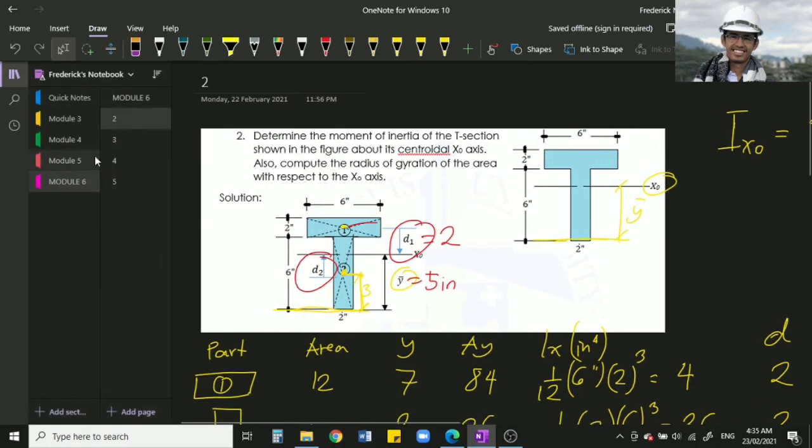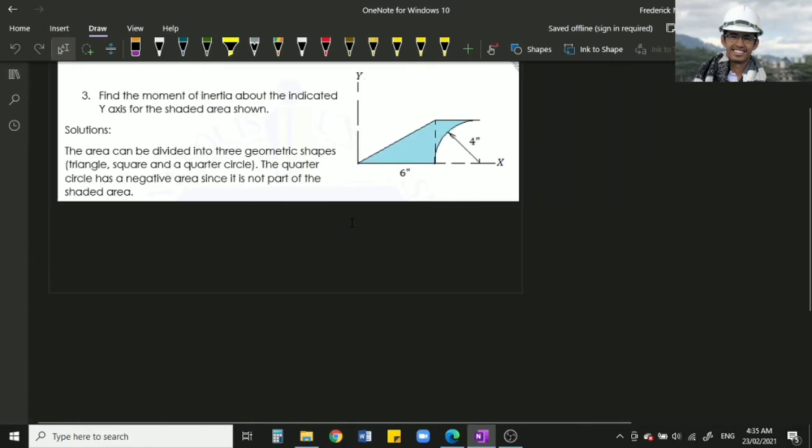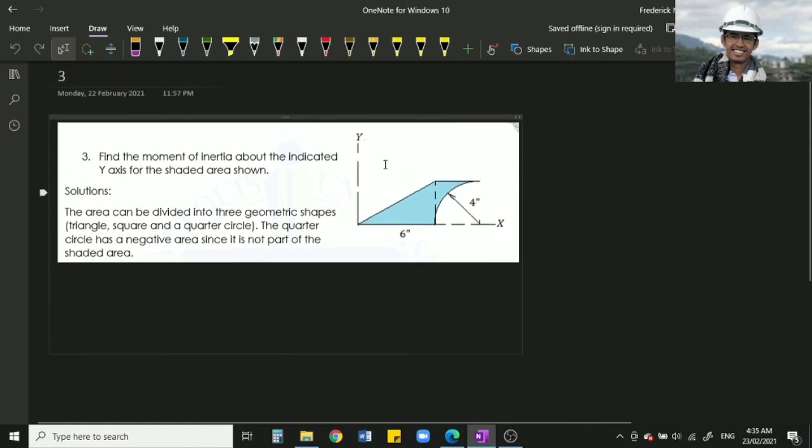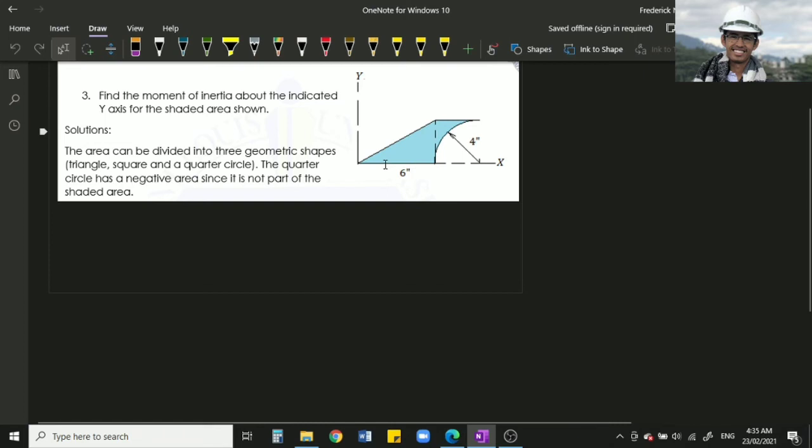So next example naman tayo. Find the moment of inertia about the indicated y-axis for the shaded area shown. So meron naman tayong shaded area dito. So we can solve for the moment of inertia by dividing it into 3 geometric shapes, no? So we have triangle, square, no? So ito yung magiging square natin. And we have the quarter circle. Okay? So the quarter circle has a negative area since it is not part of the shaded area.